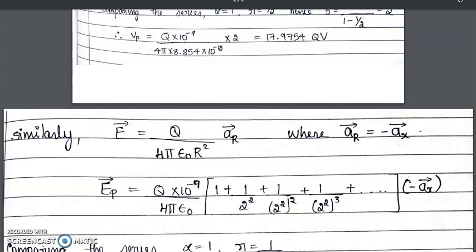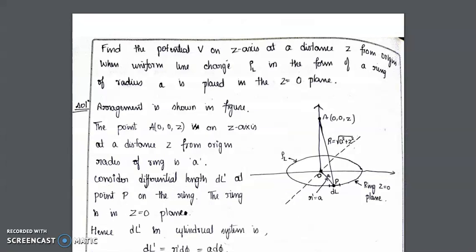Next problem we will see: find the potential V on the Z axis at a distance Z from the origin when a uniform line charge rho L in the form of a ring of radius A is placed in the Z equal to 0 plane. So here we have to find the potential on the Z axis. The point is given on the Z axis at a distance of Z, and the charge distribution is a line charge distribution. What is the potential due to this line charge distribution at this point?